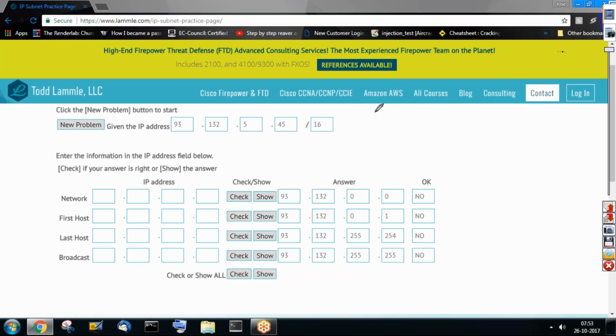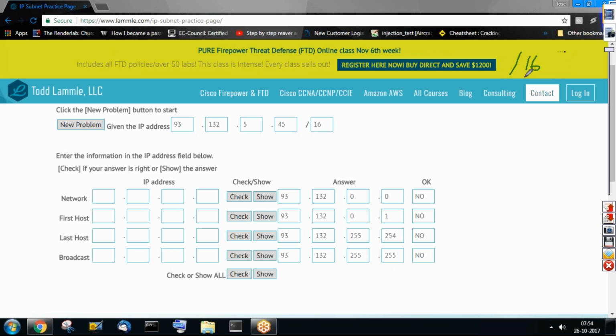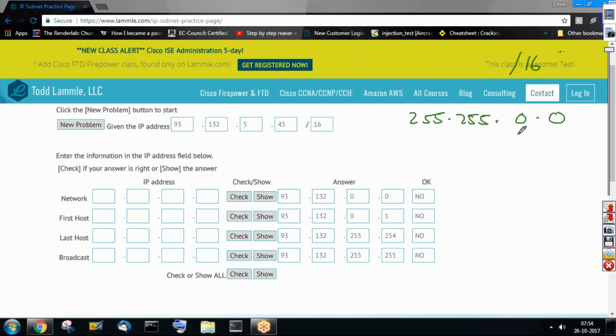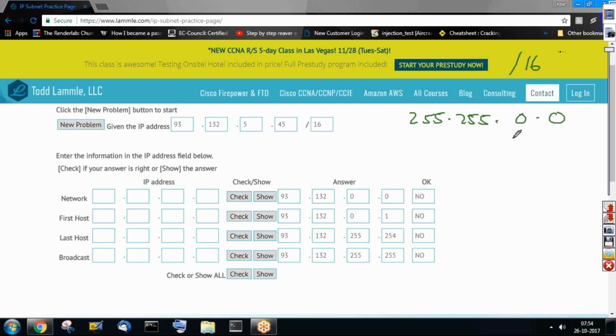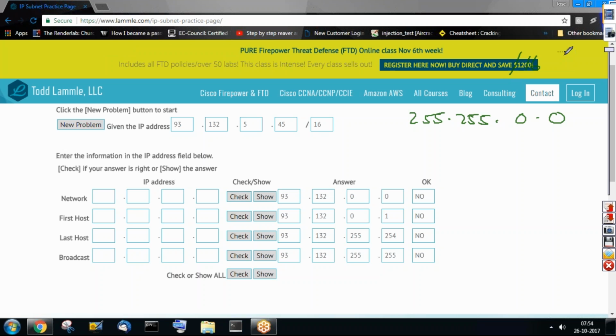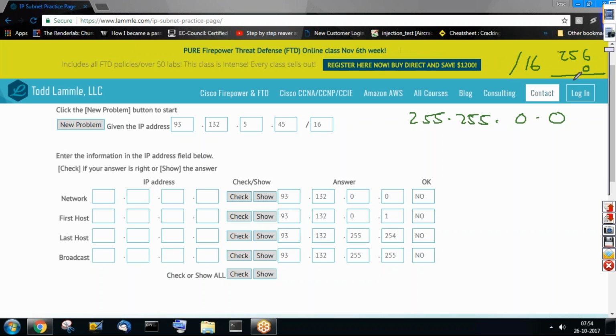Let's take this out and we know it's slash 16, right? So it's 8 plus 8. So it is 255.255.0.0. Now, what is our interesting octet here? It's the third one. So the block size would be 256 minus 0, which is 256.